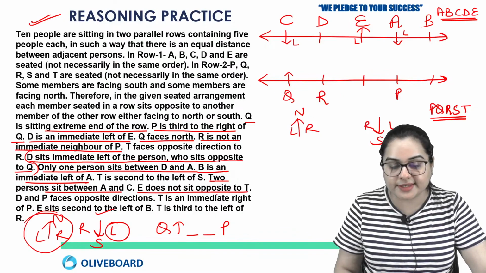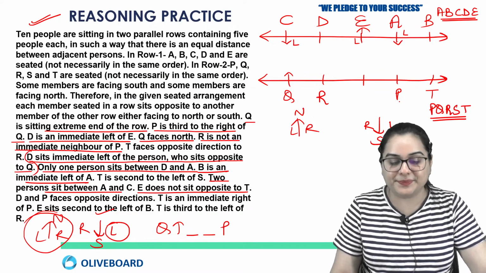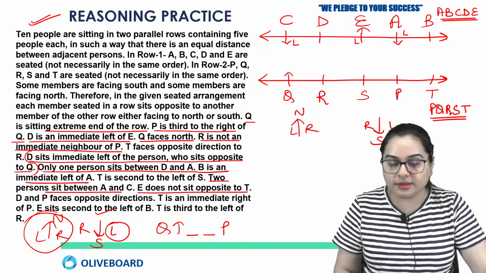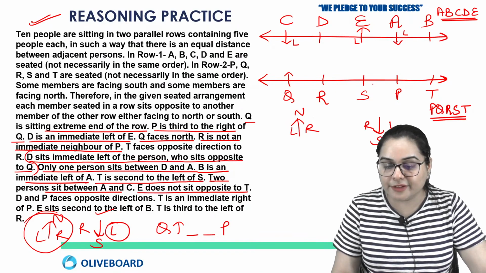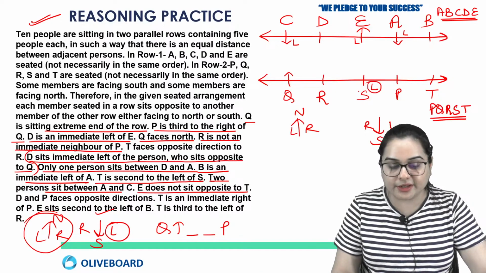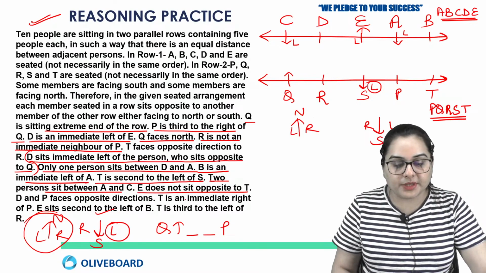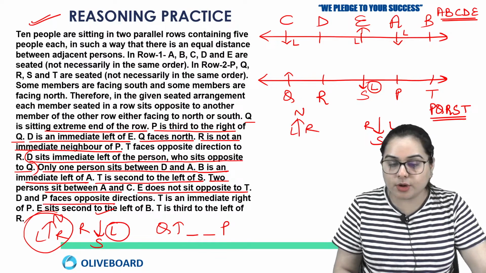Now this clarifies that if E is not sitting opposite to T, here I am going to write T and here I am going to write S. So now I can pick all the left out informations. Now T is second to the left of S. Where T is sitting, that is left of S. If this is the left, this is in the case of south facing, that means S is facing south. Next information, D and P face the opposite direction.